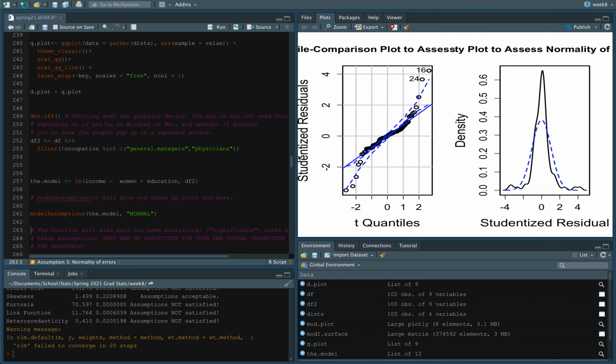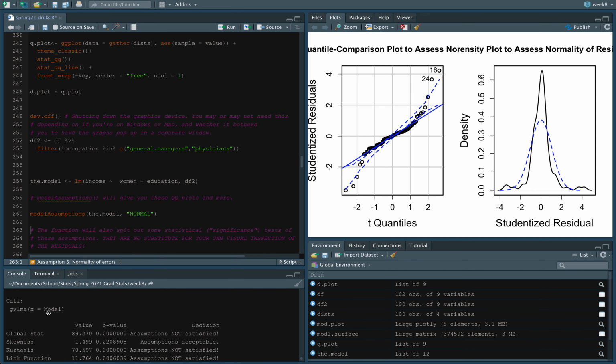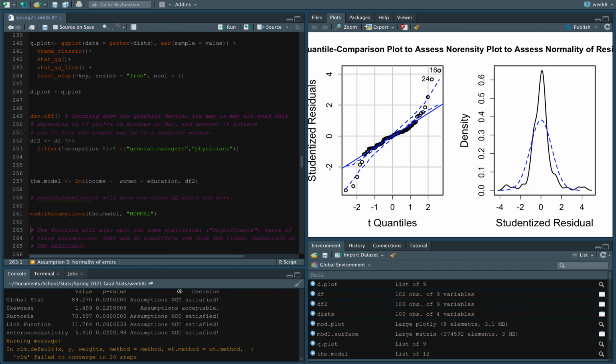And so we look over here at our QQ plot and our normality plot. So this is the GVLMA output. According to this, the skewness is acceptable, but these other problems are not satisfied. The global is just overall, are the assumptions met? Kurtosis is how peaky it is, tall and peaky or flat and wide. Skewness is being pushed off to one side or the other. Link function you don't need to worry about. And then heteroscedasticity, that's something we do have to worry about. But this says these are all not satisfied.